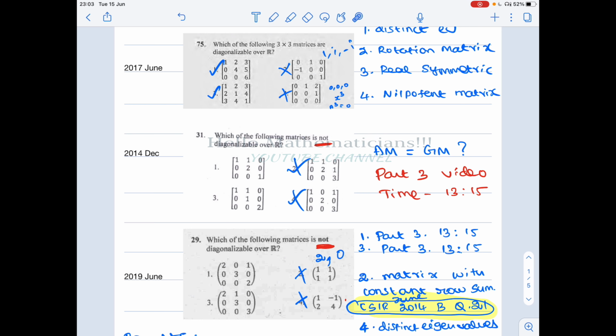A matrix is diagonalizable if and only if its arithmetic multiplicity is equal to its geometric multiplicity for all the eigenvalues. So in that video, we proved that one of these matrices satisfies arithmetic multiplicity equal to geometric multiplicity, and the other matrix doesn't. Whichever matrix satisfies it is diagonalizable, the other is not. You can check the video at this time to conclude which one of them is diagonalizable and which one is not.